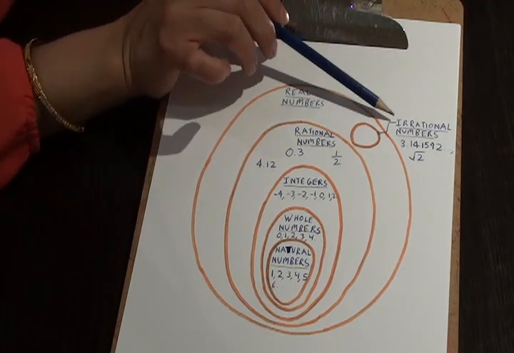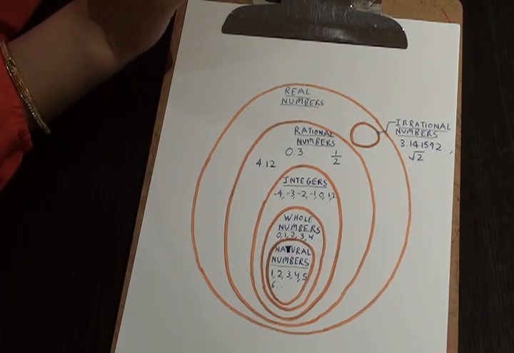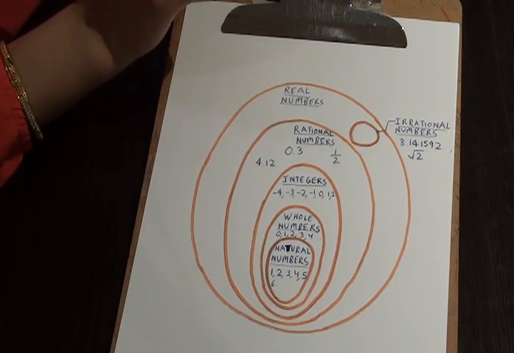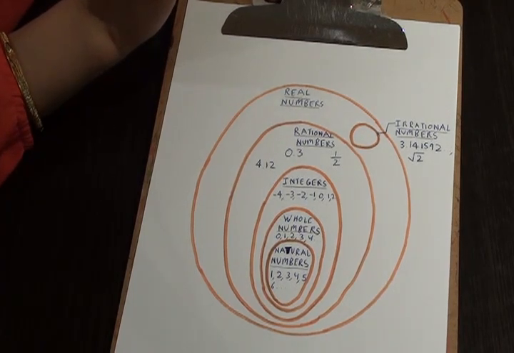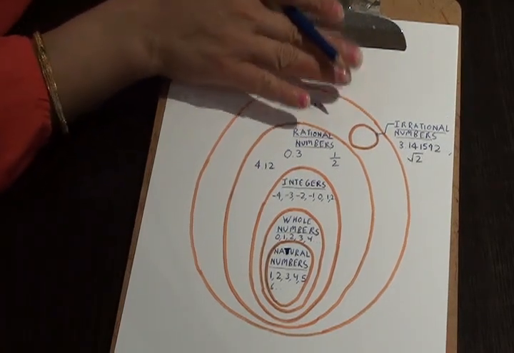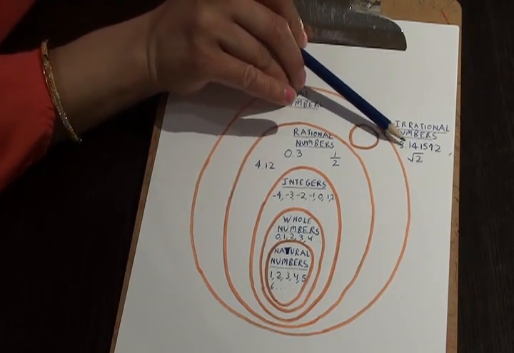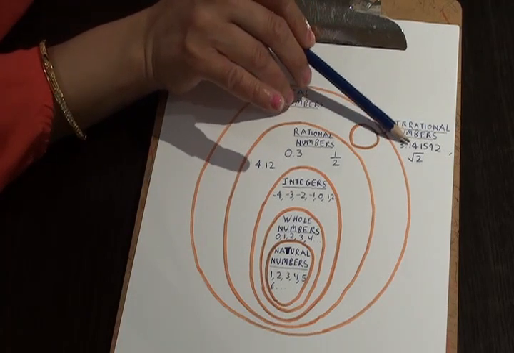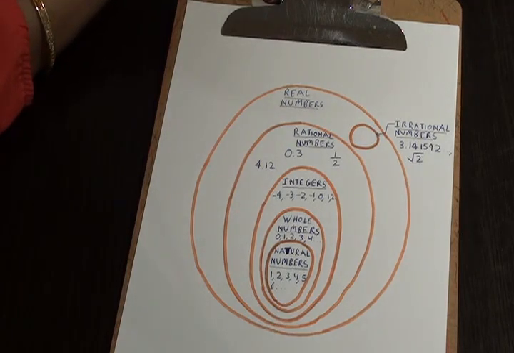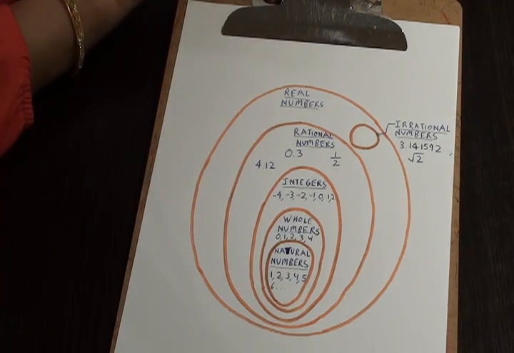So now irrational numbers. So what are those? Irrational numbers are numbers that cannot be written as a simple fraction, because the decimal goes on forever without repeating. So for example, 3.14 and so on and so forth, with any numbers after the decimal. And root 2 is also an example of an irrational number.